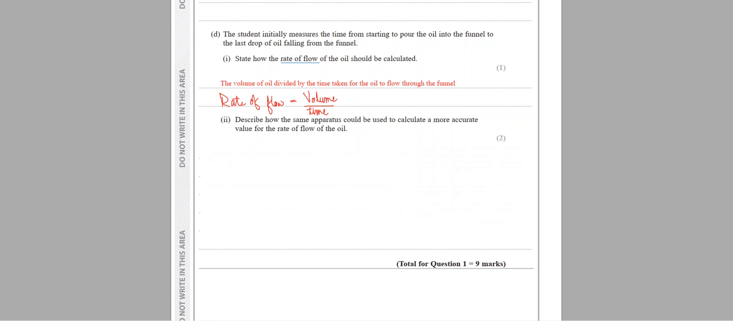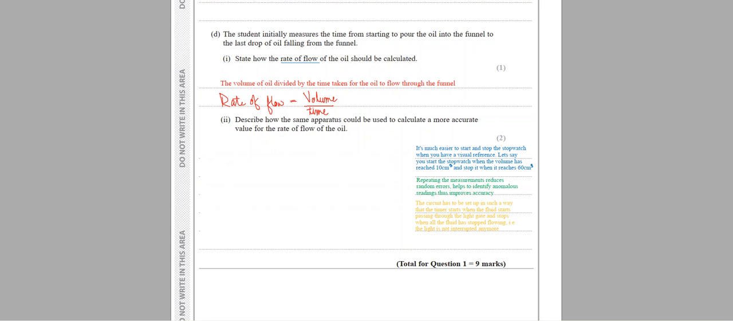The next question says, describe how the same apparatus could be used to calculate a more accurate value for the rate of flow of oil. A more accurate, the keyword over here is more accurate.